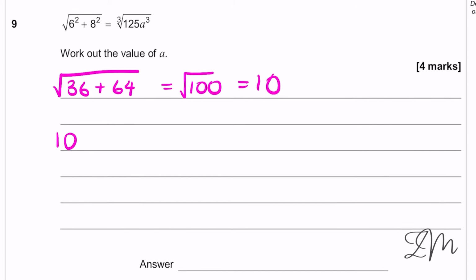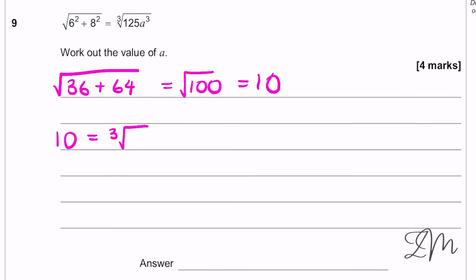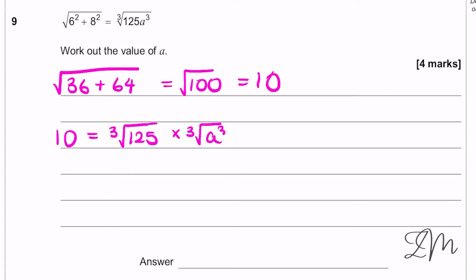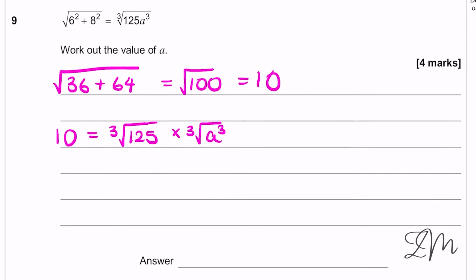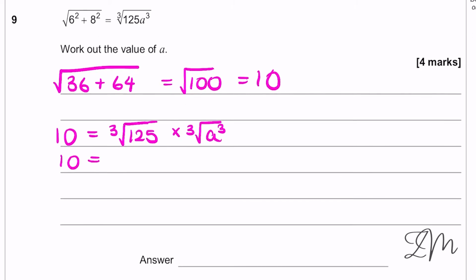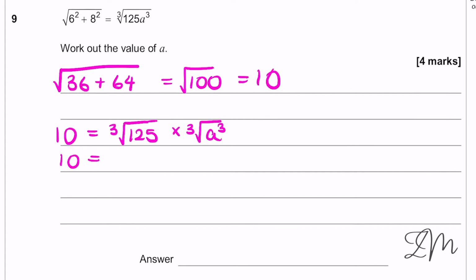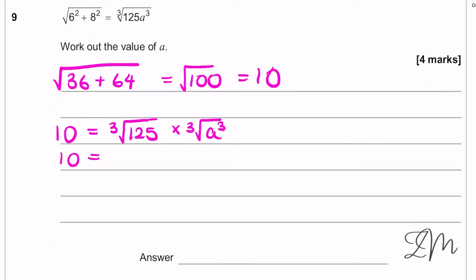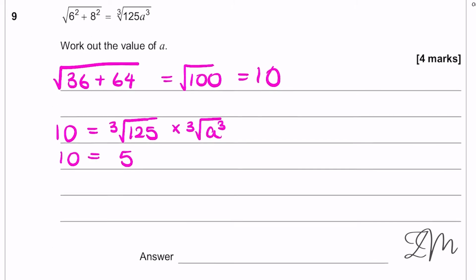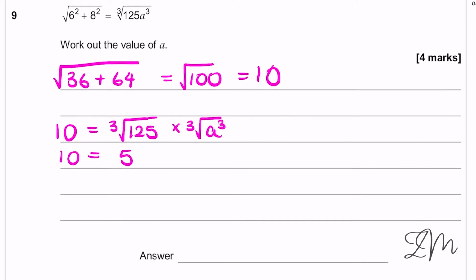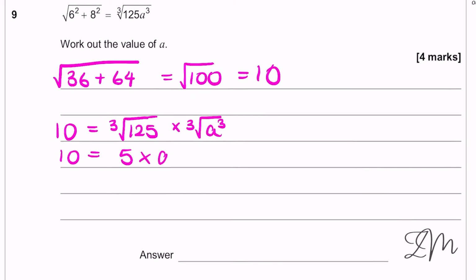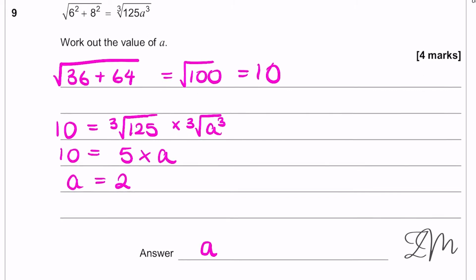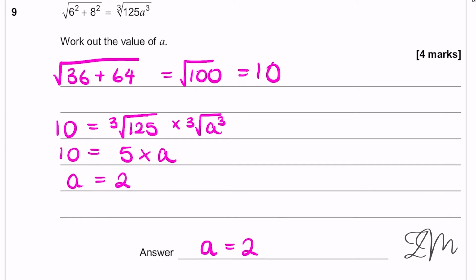So we know 10 equals the cube root, and we can split this out, of 125 times the cube root of A cubed. The cube root of 125 is going to be something where you do something times something times something gives you 125. So hopefully you recognise that's 5. The cube root of A cubed, you're just getting rid of the cubed. It's going to be times A. So hopefully you can see that A must be 2. 10 divided by 5, giving you A equals 2.